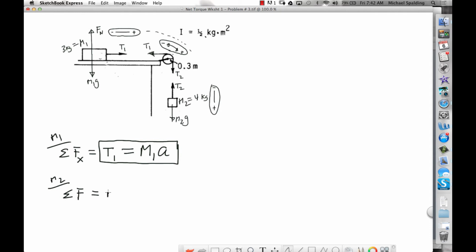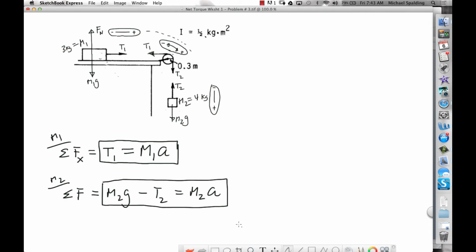So we're going to get M2G minus T2 equals M2A. And those A's are the same. Those accelerations are the same. Now, guys, by the way, at this point, look at how many unknowns do we have? 3. We got T1 as a question mark. We got T2 as a question mark. And we have acceleration as a question mark.